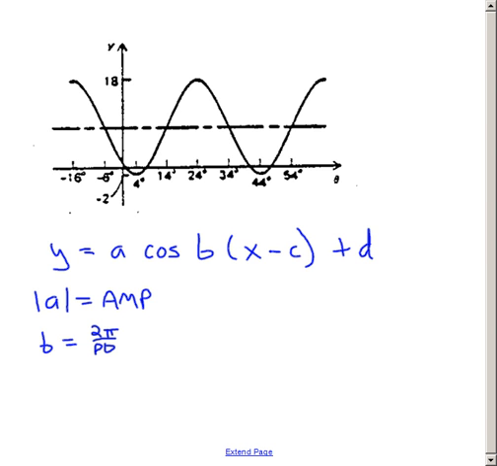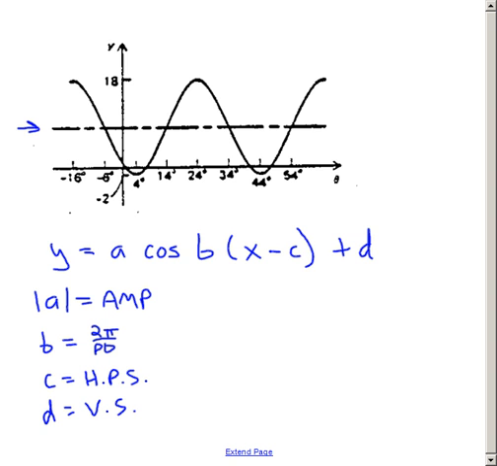C is going to be your horizontal phase shift. I'm going to abbreviate that HPS. And D is equal to your vertical shift, which I call in my classroom sometimes the baseline. The baseline would be represented by this dashed line. It's how far vertically your graph is shifted off of the x-axis.